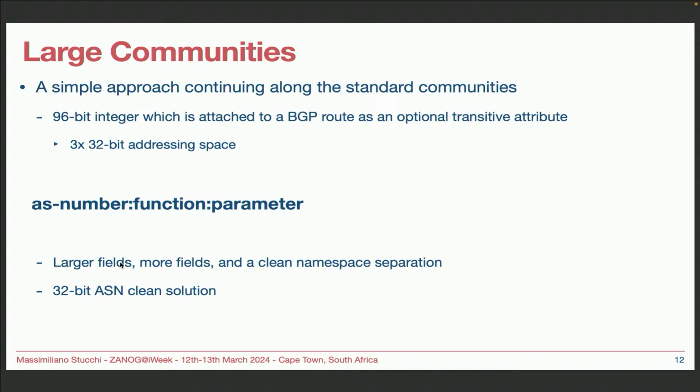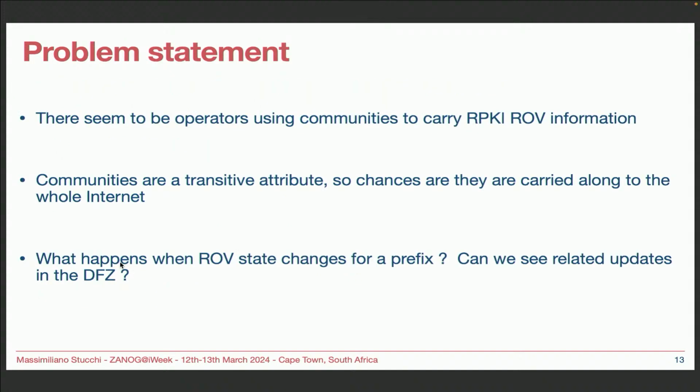So what happens when we take RPKI and we take communities and we start mixing them? We have found that some operators do this. Some operators tag their BGP announcements with communities which tell us the validation state of that route. And this validation state gets propagated to everyone.